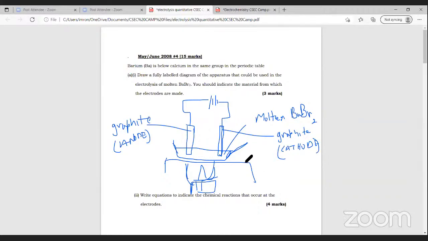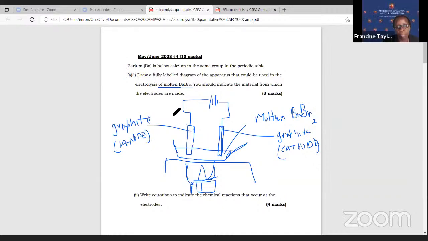All right, because it's a molten ionic salt, you have to heat it to keep it in a liquid state. I suspect you'd probably get the 3 marks even if you didn't put the heating part, because I think they're looking for the electrodes and the molten barium bromide. All right, there you go.